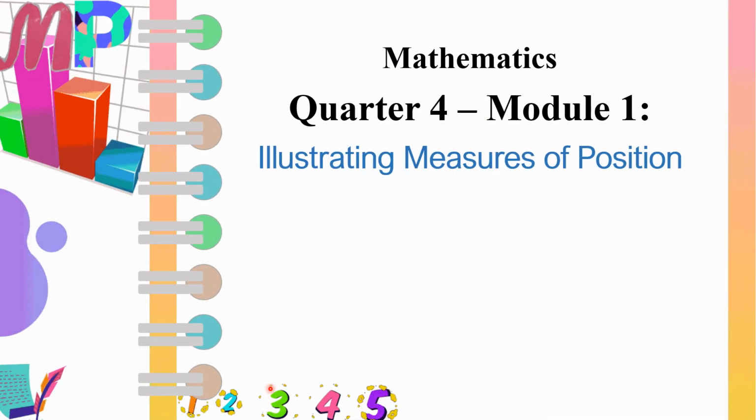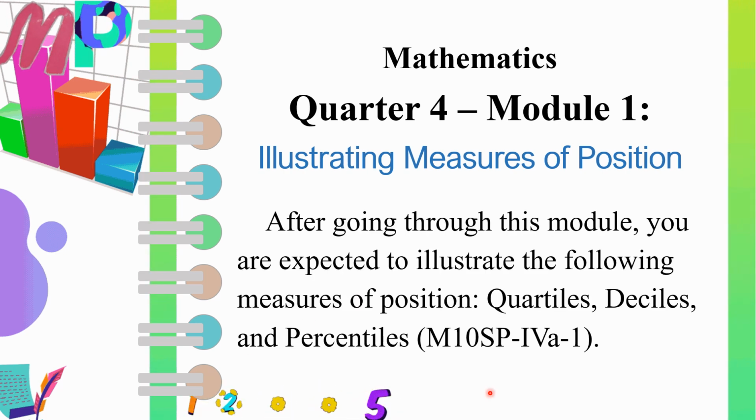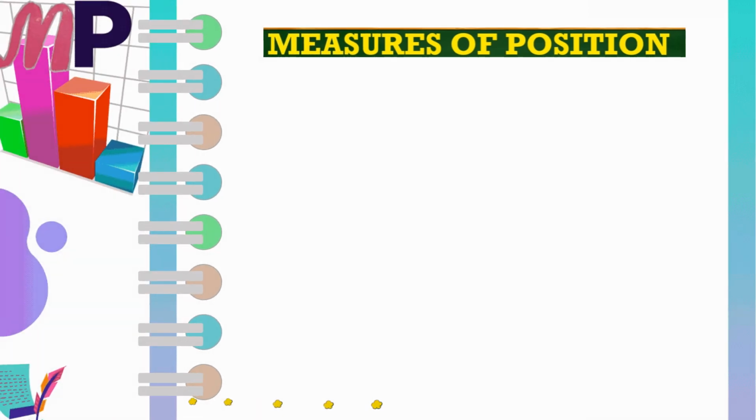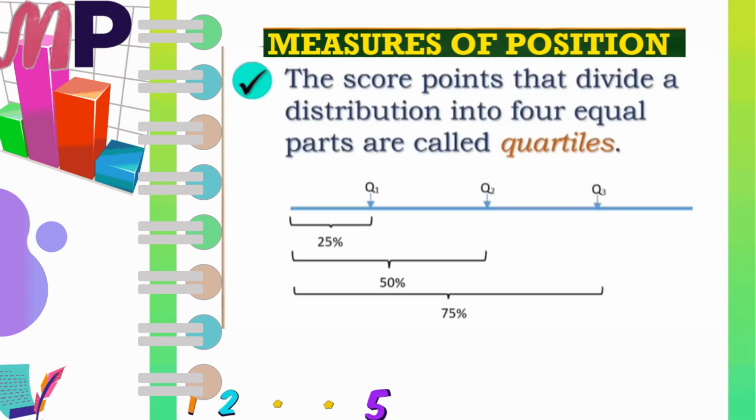After going through this module, we are expected to illustrate the following measures of position: the quartiles, deciles, and percentiles. The score points that divide the distribution into some equal parts are called measures of position. We have three common measures of position. Let us examine each of the measures of position thoroughly, beginning with quartiles.